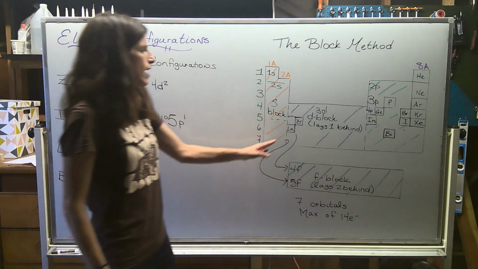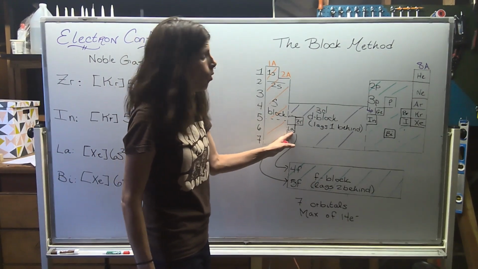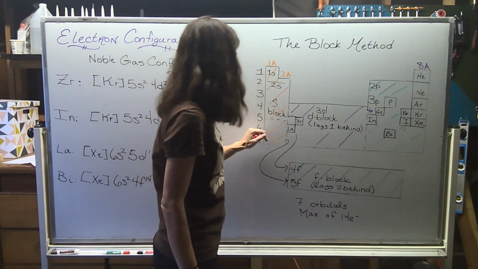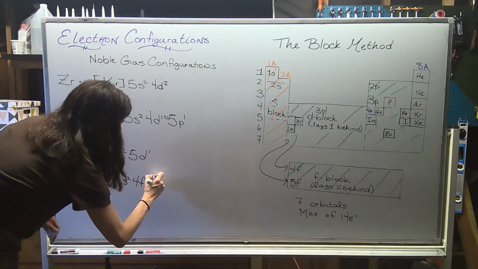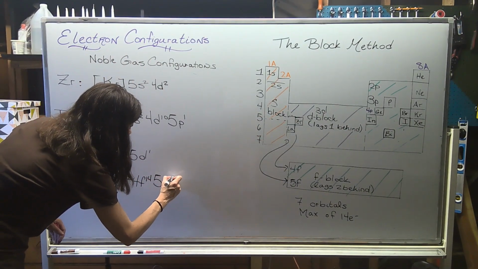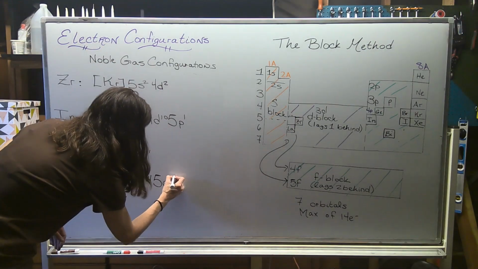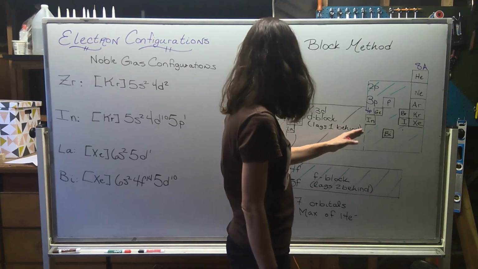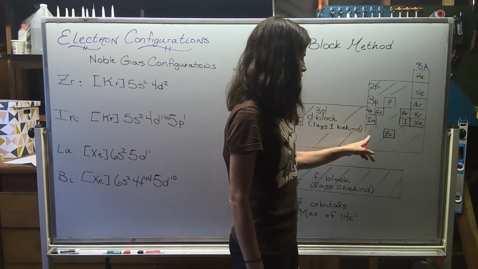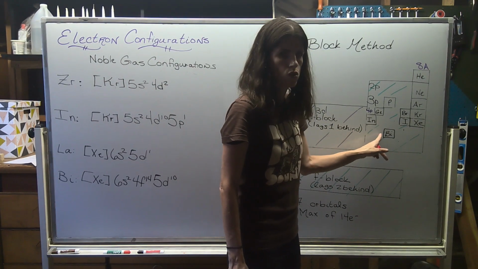Then I go back and I start doing my D's. I need all of my D's. So 6th row, D's only lag 1 behind. So I'm looking at 5d10. And then back to the row number for the P block. So 6p1, 6p2, 6p3.